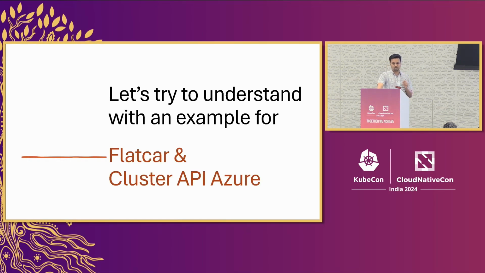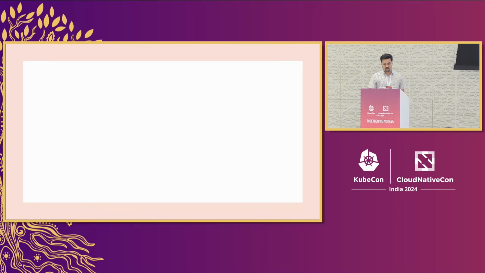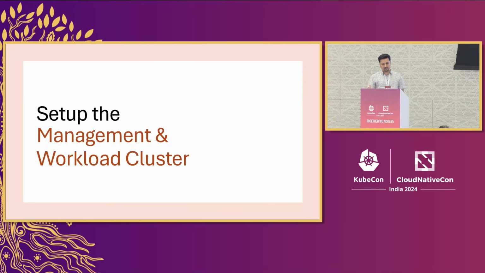Now I'll move on to explain how we use Flatcar with ClusterAPI Azure right now, where at this point we started to understand what the problem was. So this is how you set up. You have all the variables set up. If you see here, we have a Flatcar version that is mentioned as 36.02.2.2. So this is the Flatcar version. And then when you are setting up the cluster, you also mention the Kubernetes version. Now, we go up and set up the management and the workload cluster.